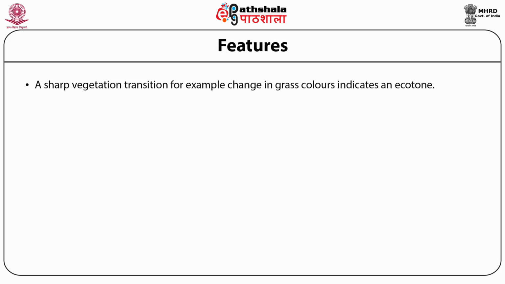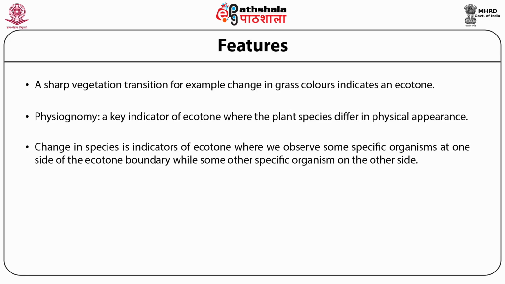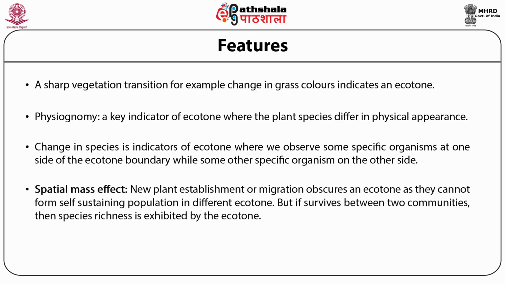Features: a sudden vegetation transition, for example changes in grass color, indicates an ecotone. Physiognomy is a key indicator of an ecotone, where the plant species differ in physical appearance. Change in species is another indicator, where we observe some specific organisms on one side of the ecotone boundary while other specific organisms are on the other side. Mass effect: new plant establishment or migration obscures an ecotone, as they cannot form self-sustaining populations. But if they survive between two communities, then species richness is exhibited by the ecotone.